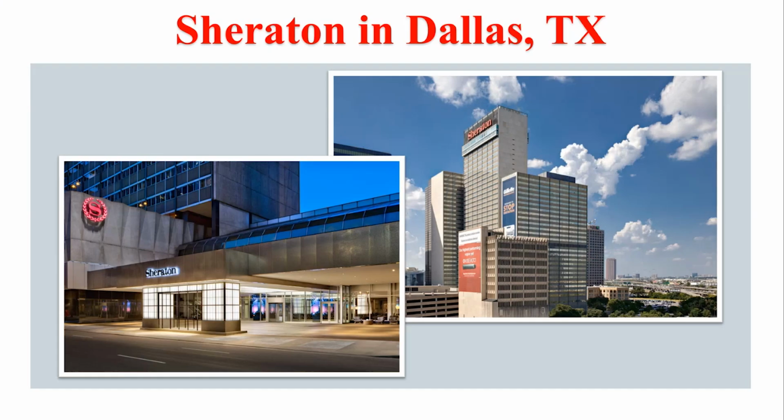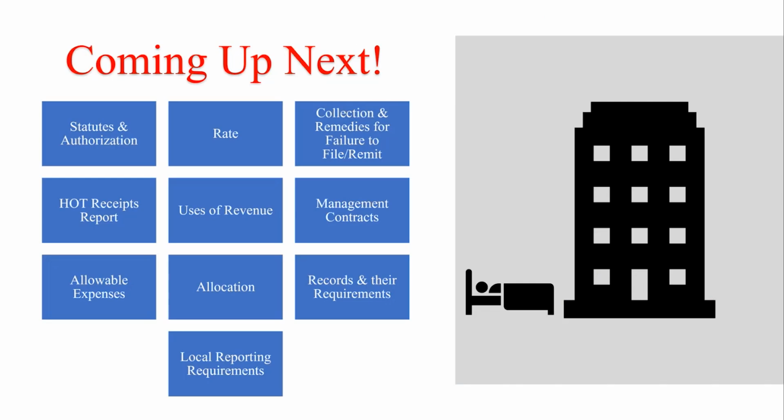On the other end of this hotel spectrum, we have the Sheraton Hotel in Dallas. It holds bragging rights for the largest capacity hotel in Texas, with a total of 1,840 rooms, 22 presidential suites, and 224 junior suites. Throughout this presentation, we will discuss aspects of the hotel occupancy tax, commonly referred to as HOT.